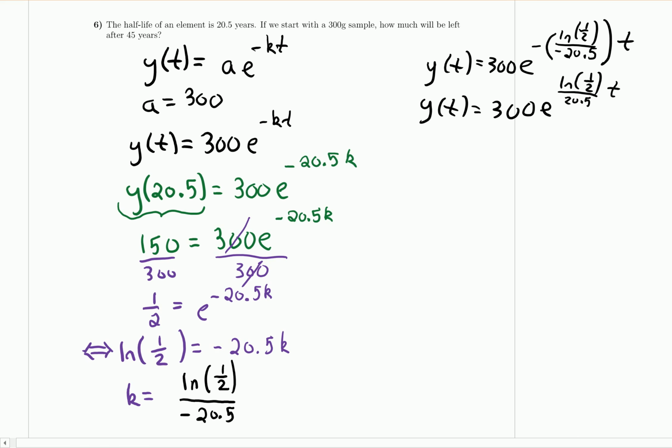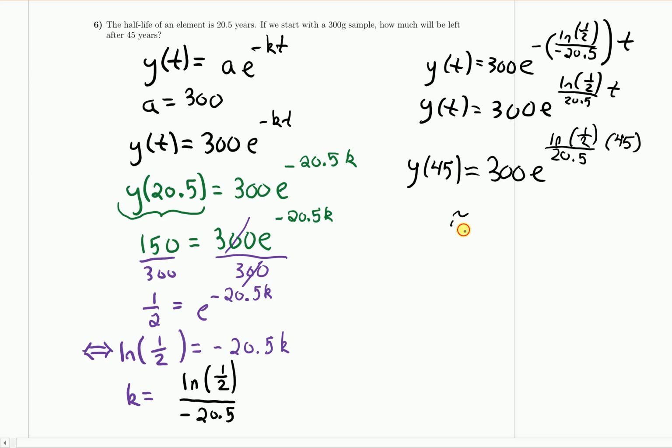What we wanted to know in this question is how much of the substance is left after 45 years. To figure that out, I just need to plug in t equals 45. So we have 300 times e to the ln of 1/2 divided by 20.5, times 45. We can work this out using a calculator.